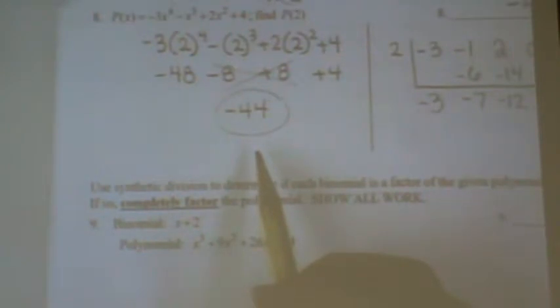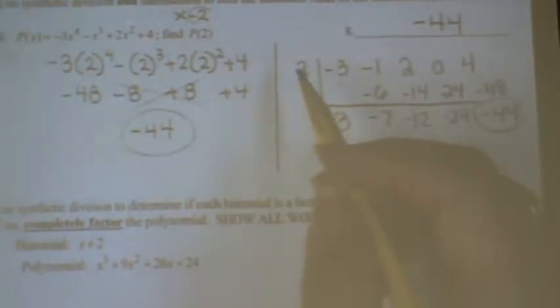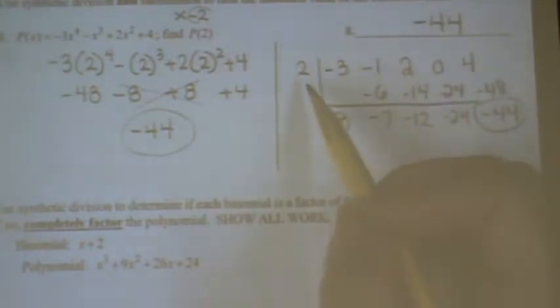No, well, if it's written like this, p of 2, you take that number, 2, and plug it in. P of 2 is really like x minus 2. If you look at the binomial x minus 2, that's always going to be opposite from the one you put to the left of the synthetic division. Right. Okay. You got it.